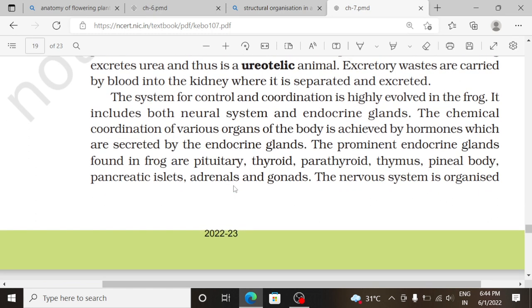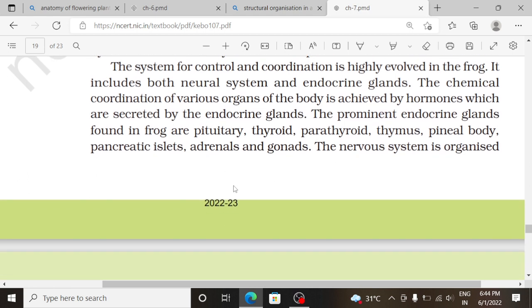The system of control and coordination is highly evolved in the frog. It includes both neural system and endocrine glands. The chemical coordination of various organs of the body is achieved by hormones which are secreted by endocrine glands. The prominent endocrine glands found in frog are pituitary, thyroid, parathyroid, thymus, pineal body, pancreatic islets, adrenals and gonad.